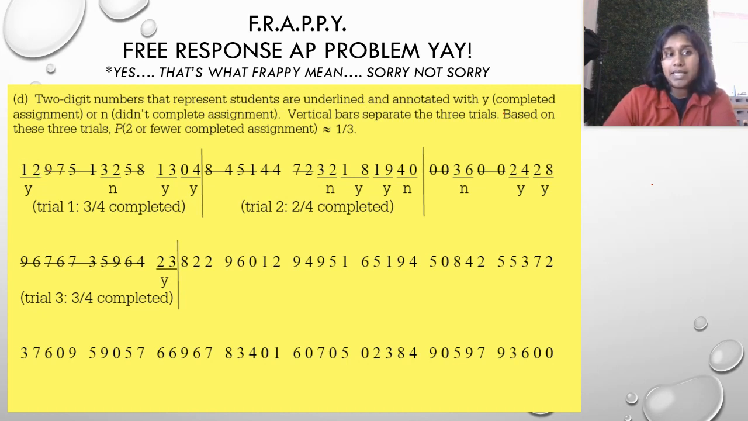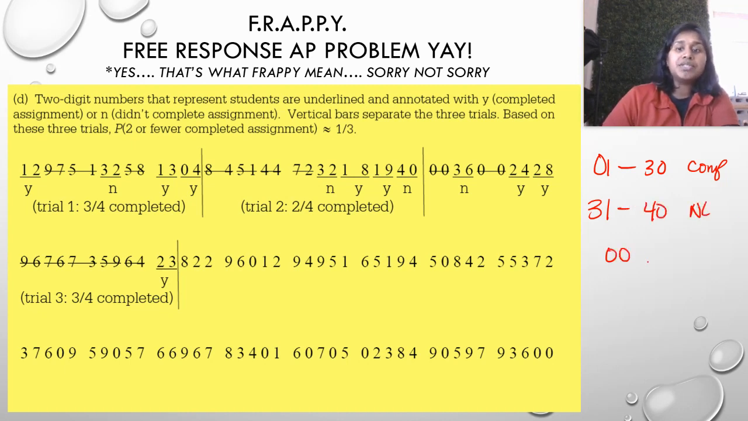Why did I say the number 97 doesn't work? Well, because we are ignoring the number 0 and then 41 through 99. So I can't even use this number. That's what they're telling us. If it's annotated with a Y, that means they were the numbers 0, 1 through 30. That meant completed, right? If it's annotated with a no, that means they're number 31 through 40. They didn't complete. If it's numbers 0, 0, or 41 through 99, they're going to have a cross out. I'm going to make it even easier, and I'm going to cross them out with my red.